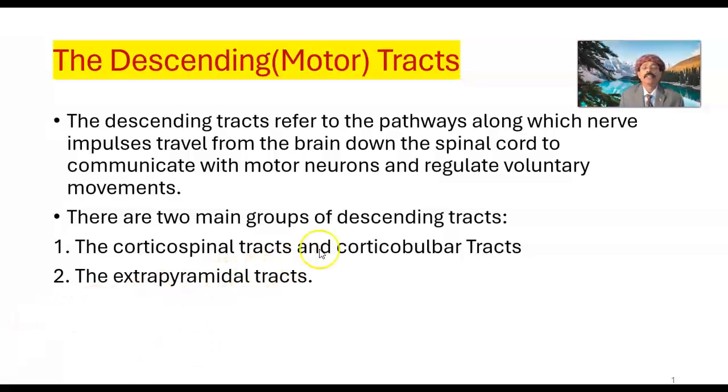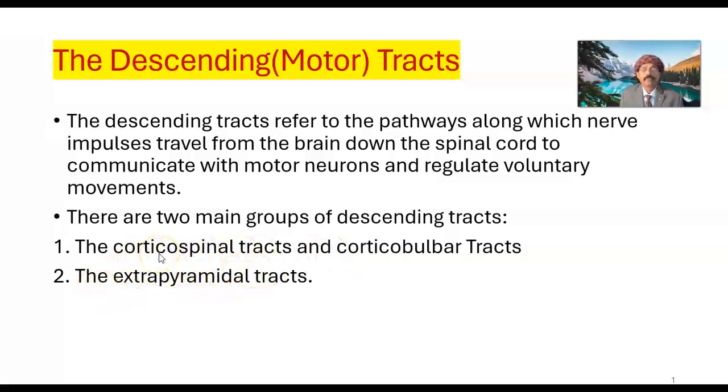Today I will discuss the descending tracts or motor tracts. The descending tracts refer to pathways along which nerve impulses travel from the brain down the spinal cord to communicate with the motor neurons and regulate voluntary movements. There are two main groups of descending tracts: the corticospinal tract and corticobulbar tract in one group, and the extrapyramidal tract in another group.